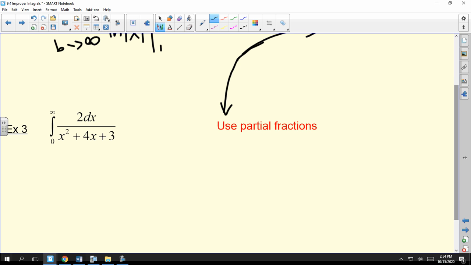Honestly, in terms of what you need to do, this is use partial fractions. So we're going to be reviewing partial fractions. Maybe we can do this one just to review it. The idea of partial fractions might help you. Here's the method of partial fractions. See if you remember this.